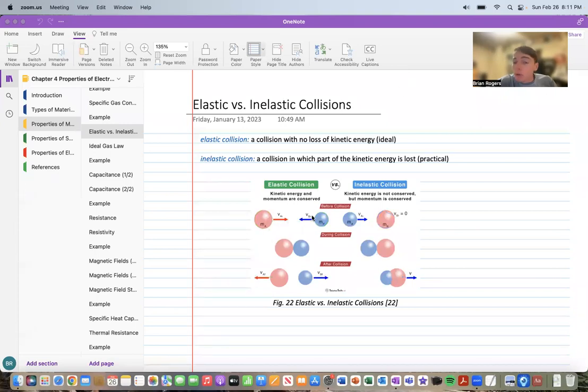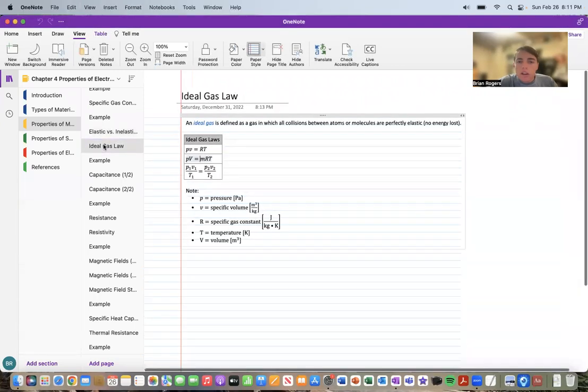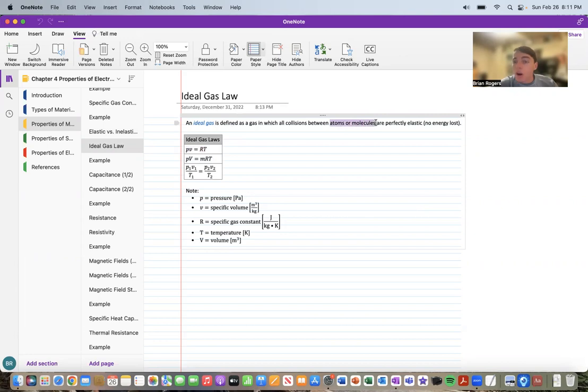But here, both had kinetic energy going in, and they had kinetic energy going out. So right before we get into our electrical side, we're going to just cover the ideal gas law. An ideal gas is one in which all the collisions between atoms or molecules are perfectly elastic. There's no energy being lost within your system.